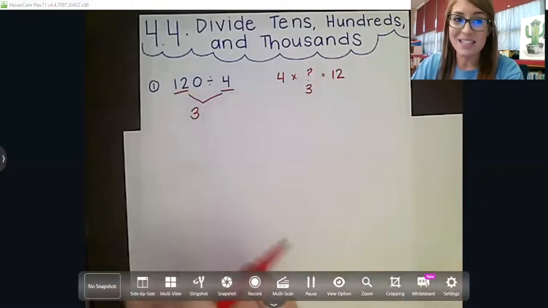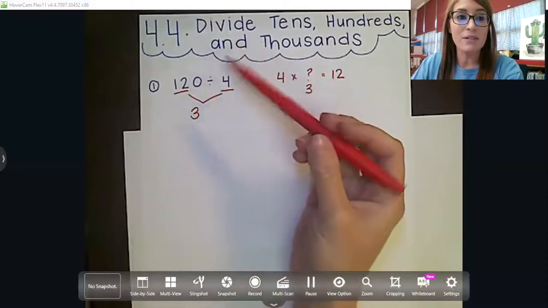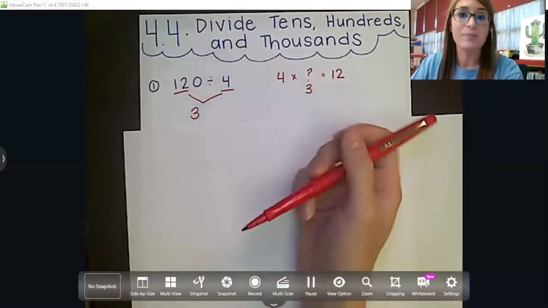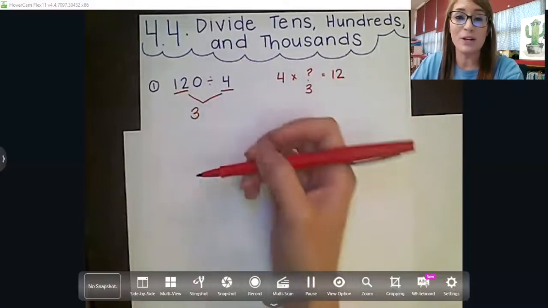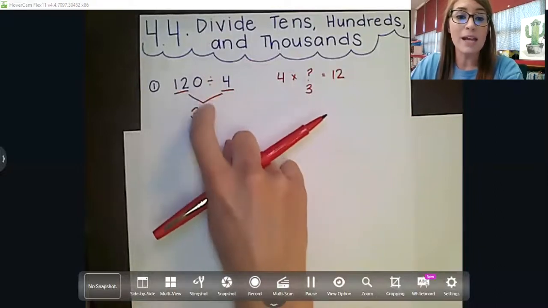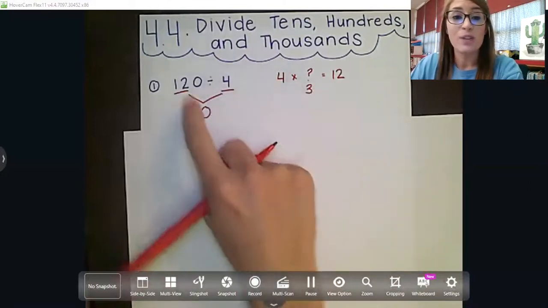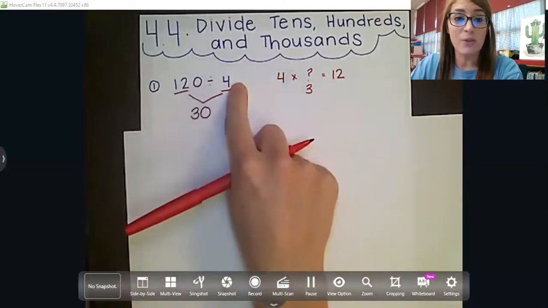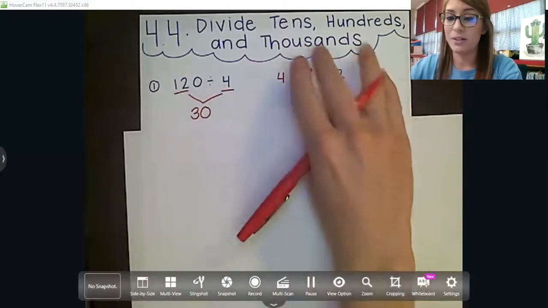And I think you know where this next step is going. Whenever I have zeros left, I always have to do what? Yes, I've got to make sure I include them in my answer. So I'm going to count the amount of zeros that I have, which is 1, and I'm going to add that 1 zero to my answer. So 120 divided by 4 is 30. Not so bad, right? All right, let's look at some more examples.